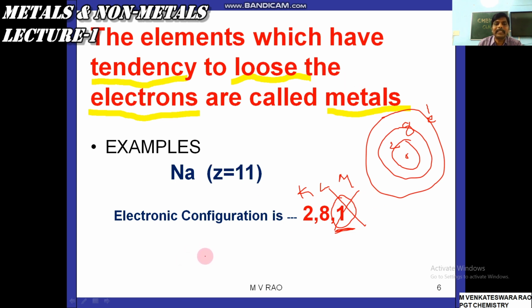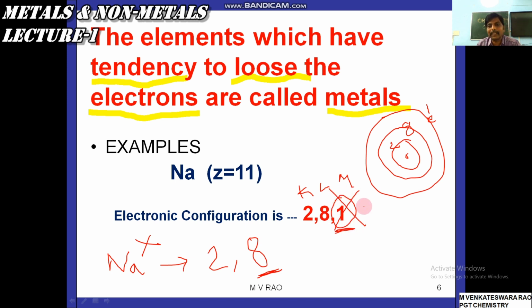By the loss of this valence electron, what is the configuration of sodium now? 2, 8. Now it is not sodium, it is a sodium ion, Na plus. Sodium ion. So this is the electronic configuration of sodium ion. It is stable, sodium ion is stable because of 8 electrons. So the sodium has more tendency to lose the last electron. After the loss of this last electron, you can call it a valency electron.